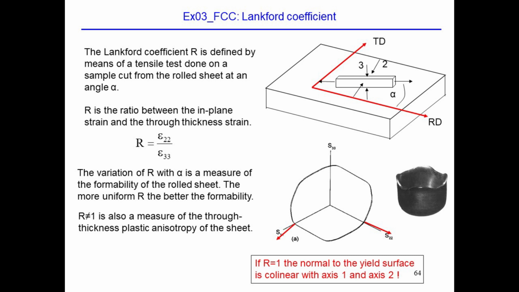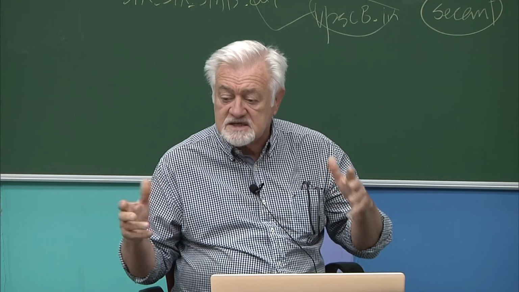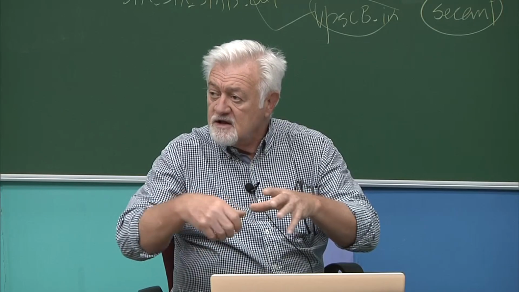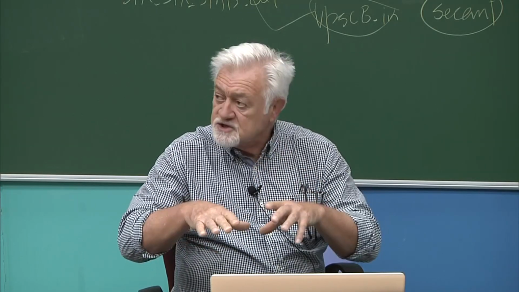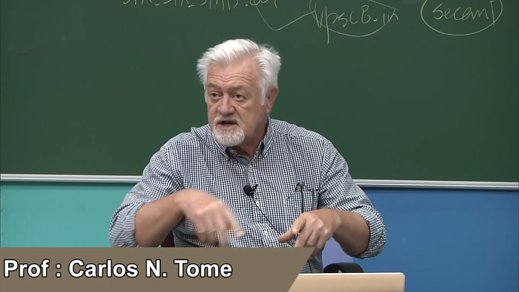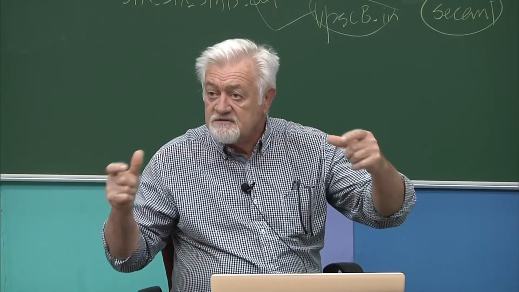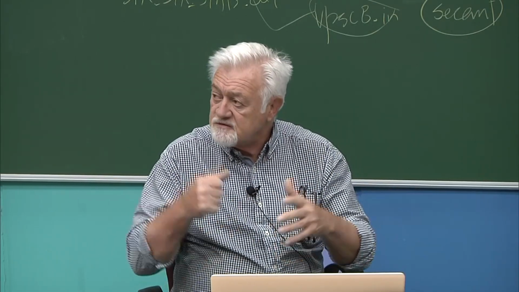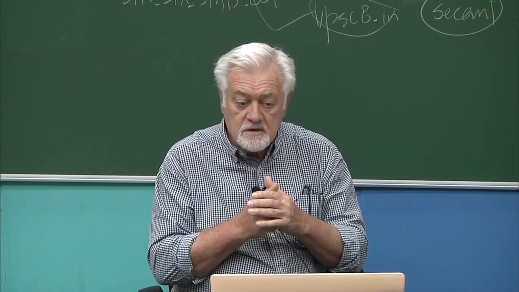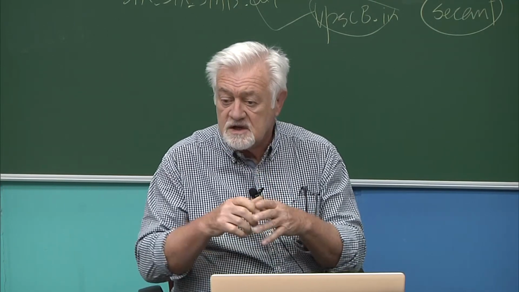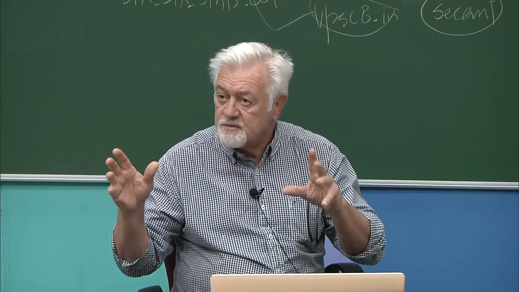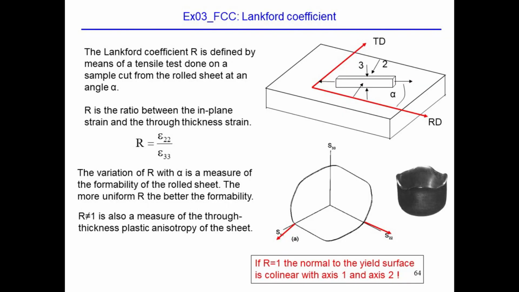Now, I must mention that for some applications, that is not necessarily the case. But that is nearly always true when you are forming something from a full roll sheet in all directions. If it is a strip, then it is a different story, and you may want it to have some texture. But when you are forming the sheet completely in 360 degrees, then you really want more uniform properties. So the Lankford coefficient is a measure of that.